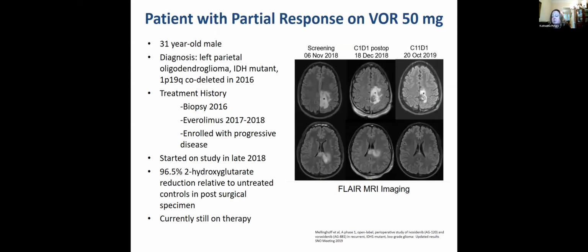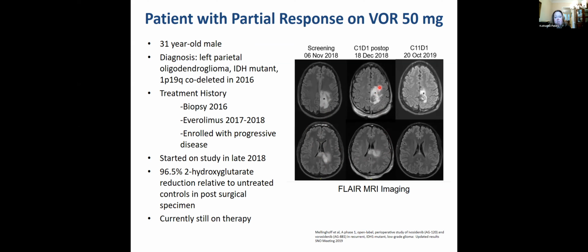I just want to show you what this looks like. This is just an example of one of these patients. This is a 31-year-old male. He had a left parietal oligodendroglioma that was IDH mutated. He had been on a study with Everolimus, which is an mTOR inhibitor, and he was enrolled for progressive disease. And so you can see this abnormality on FLAIR imaging crossing over the corpus callosum.